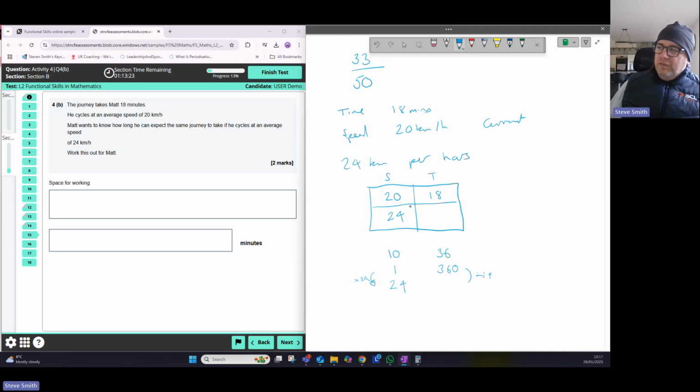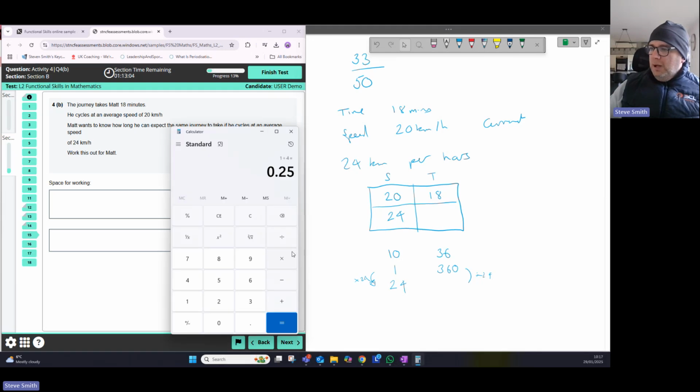Okay, we've got 36. We could have found the 1 value straight from there by dividing by 20 and timesing by 20. There's no reason why we couldn't have done that, but I did it in a simple step where we're not using a calculator straight away. So now we've times that by 24. We're dividing 360 by 24, and it's given us 15 minutes.